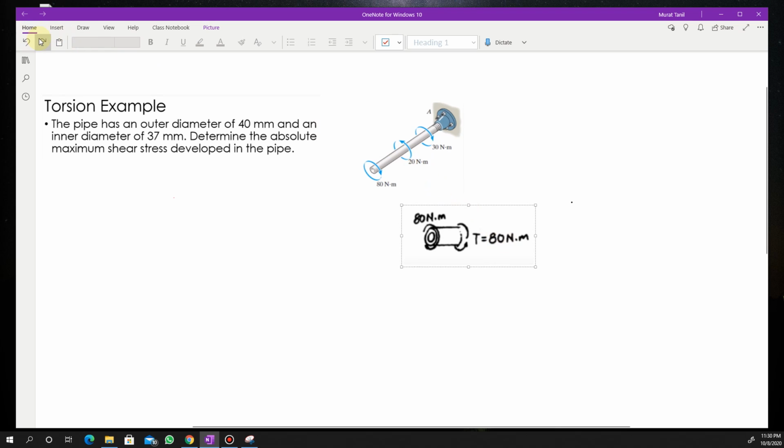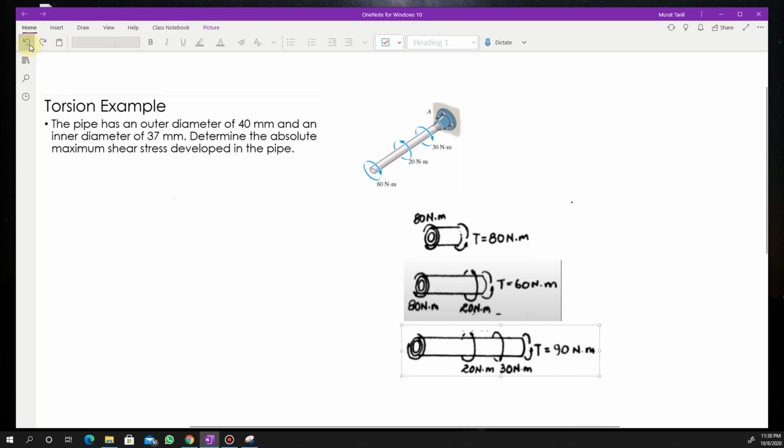So when I have my second cut, I have 80 Newton meter at the end, 20 Newton meter following, and then if I sum these up, this is going to be negative because I assume that clockwise is positive. Then I'm going to be left with 60 Newton meter.